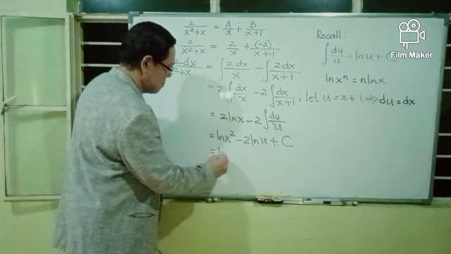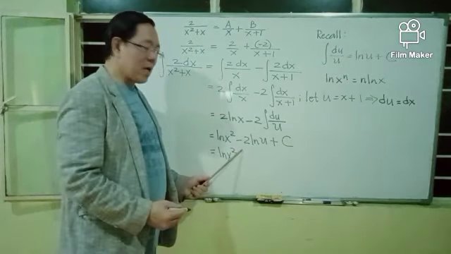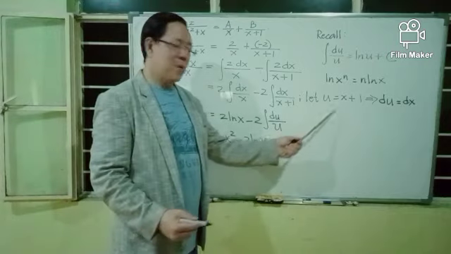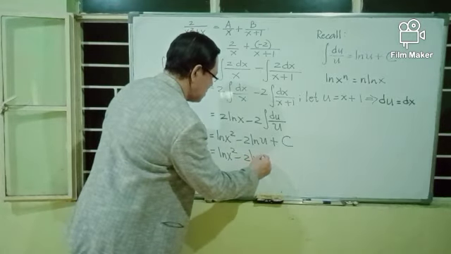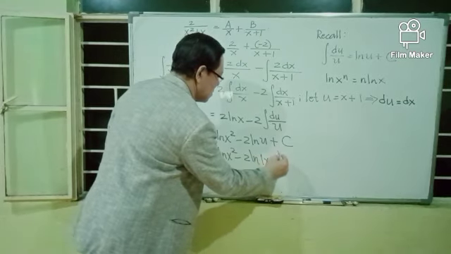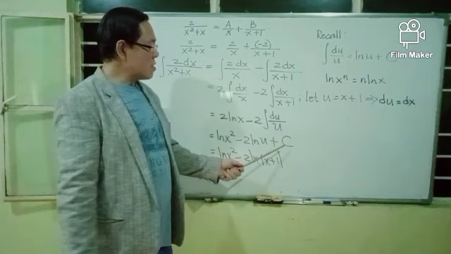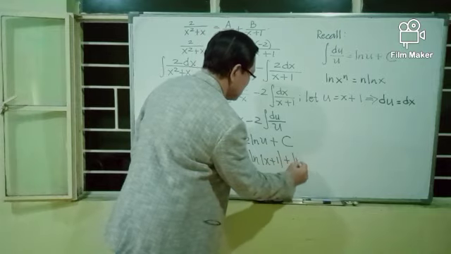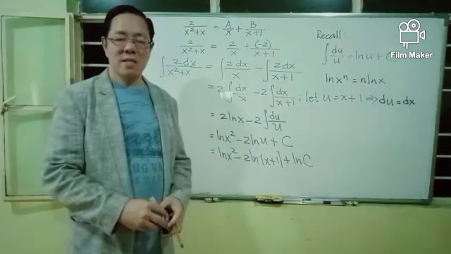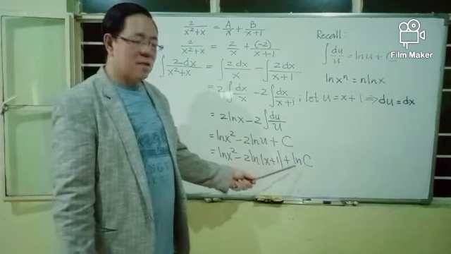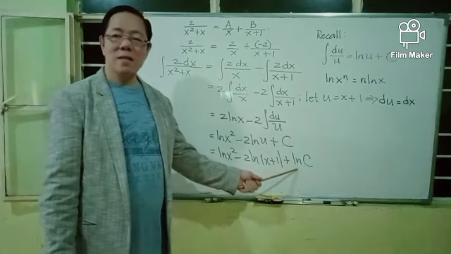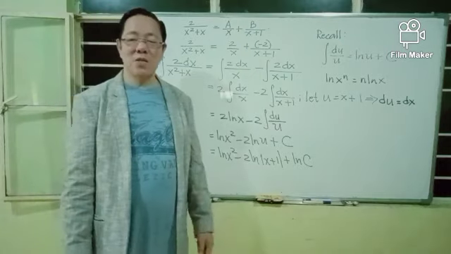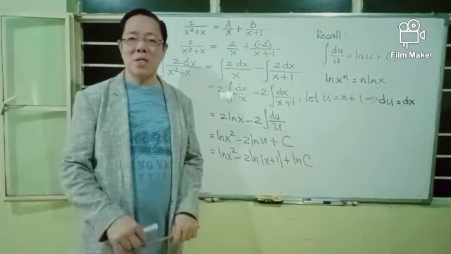And we get ln of x squared minus 2 times ln of x plus 1. Now, the constant c I will write as ln of c. Now, why did I write c as ln of c? I wrote c as ln of c so that I can combine the constant with these first two terms containing natural logarithm. Now, all the terms have natural logarithm and they can be simplified using properties of natural logarithm.